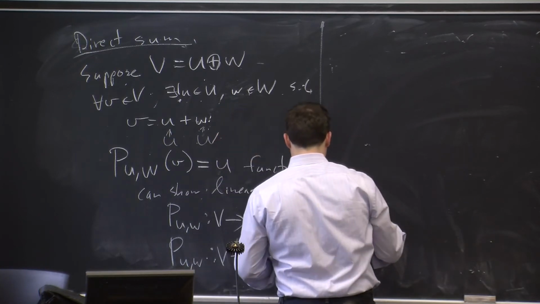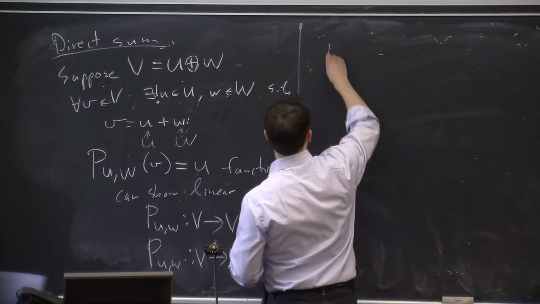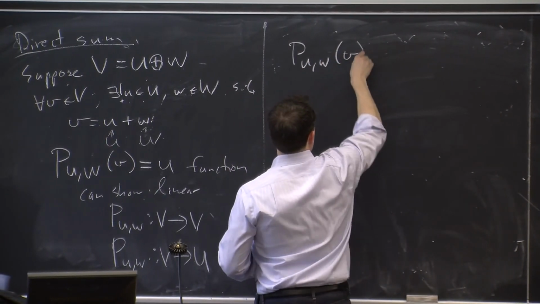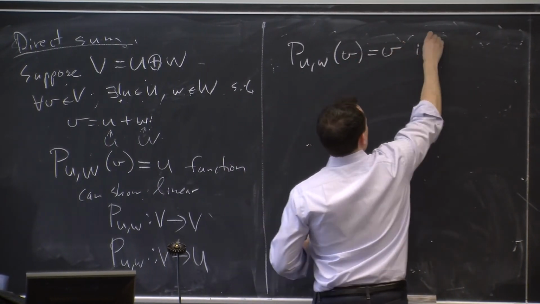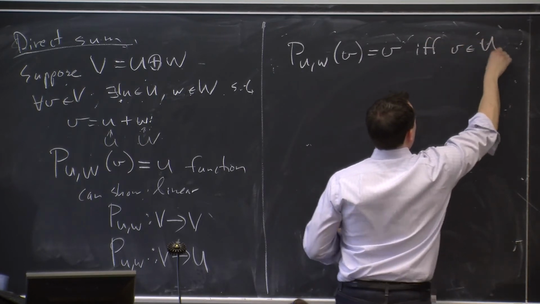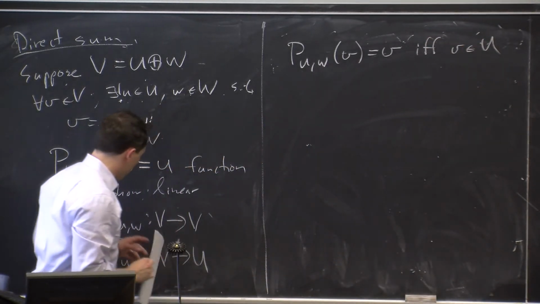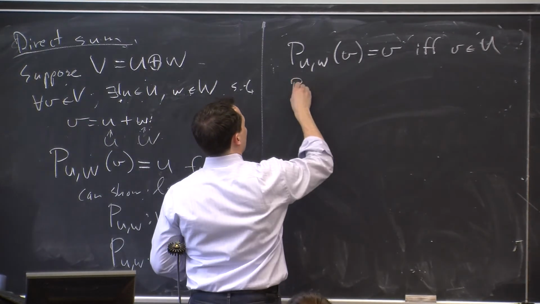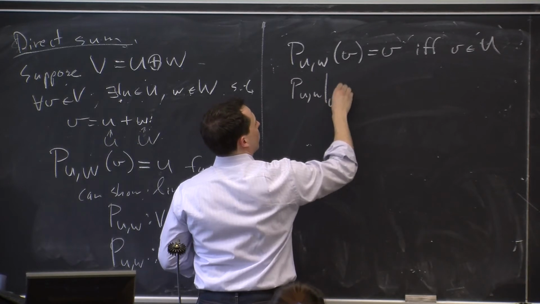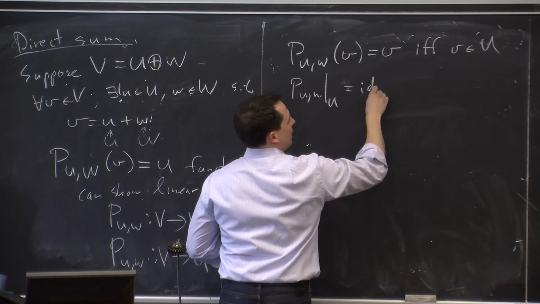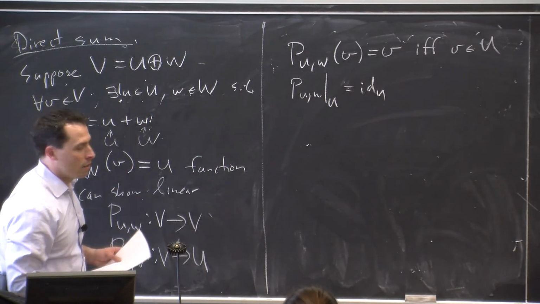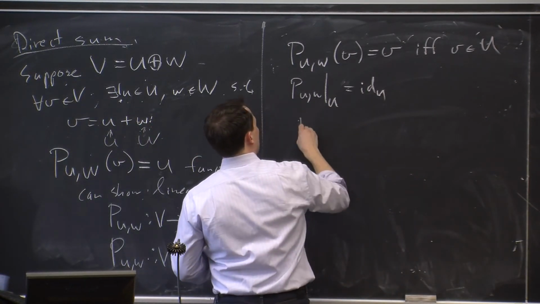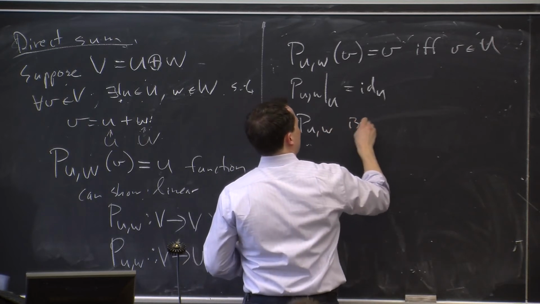Moreover, they satisfy a lot of nice properties. One is that P_UW of V equals V if and only if V is in U. In other words, this projection operator has a restriction to U, and on that restriction, it's just the identity of U. Another way of saying that is that P_UW is idempotent.